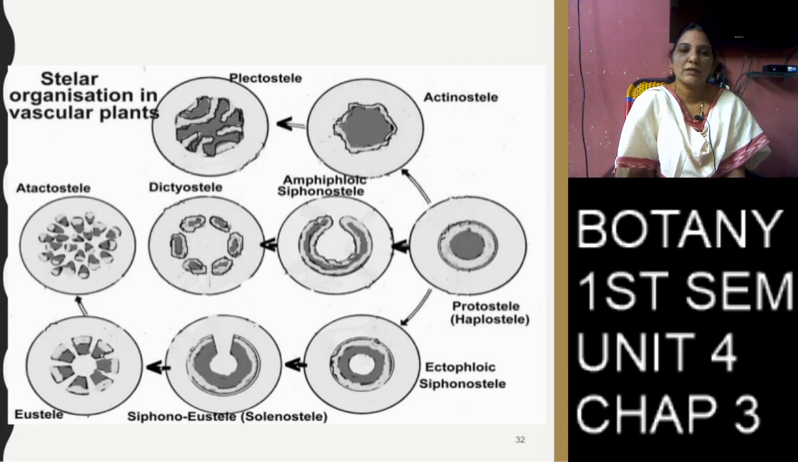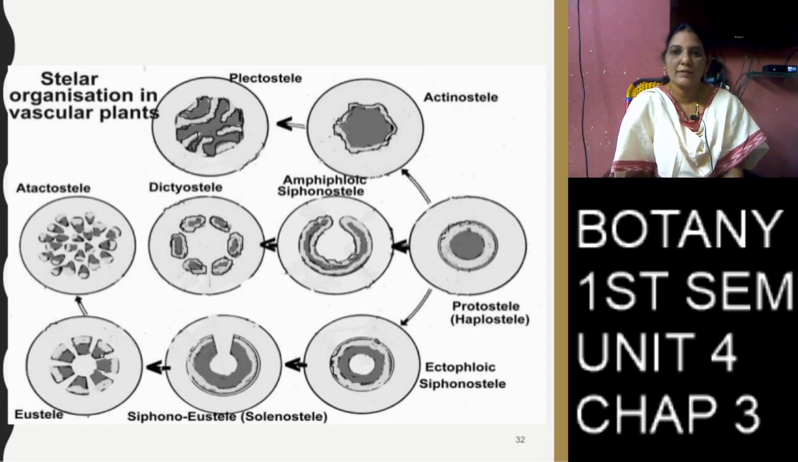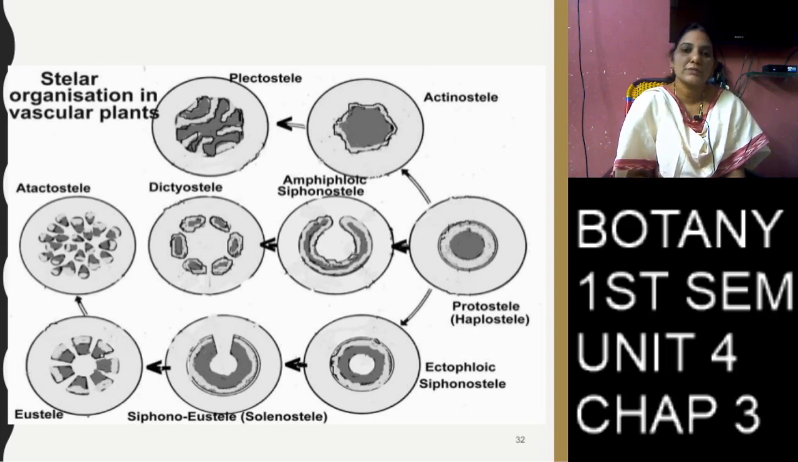So here the middle part is called medulla, the medulla is covered by the xylem, the xylem is covered by the phloem, the phloem is covered by the pericycle, and the pericycle is covered by the endodermis. So this type of stele is called ectophloic siphonostele.